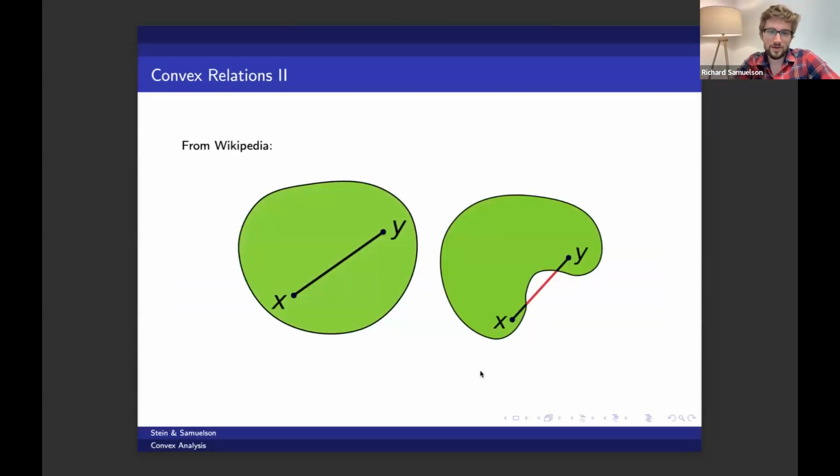So this is from Wikipedia. The set on the left is convex, and the set on the right is not convex because you have two points in the set such that the line segment between those points is not contained in the set. So hopefully this is helpful.